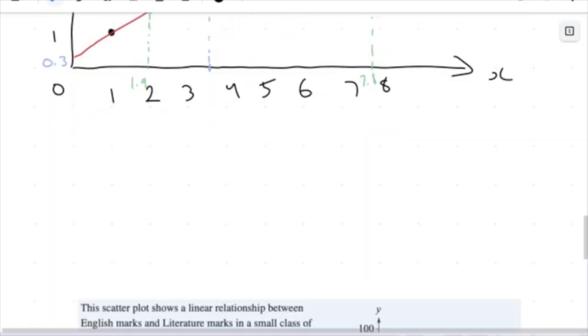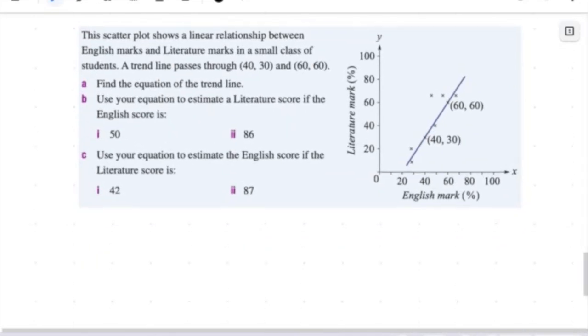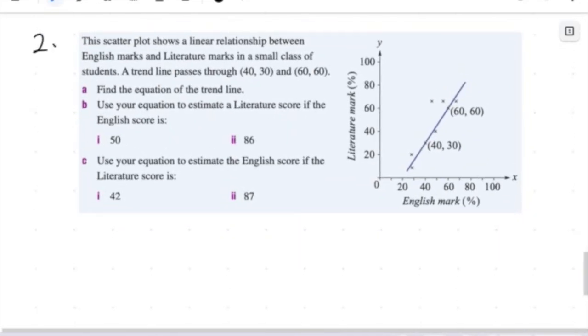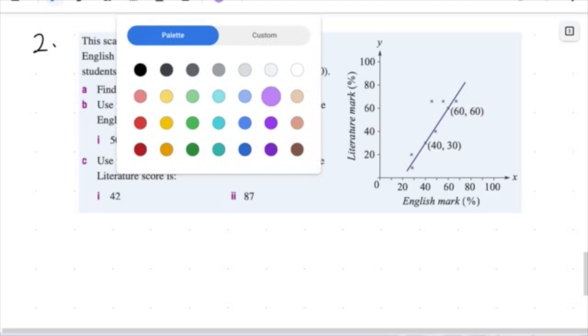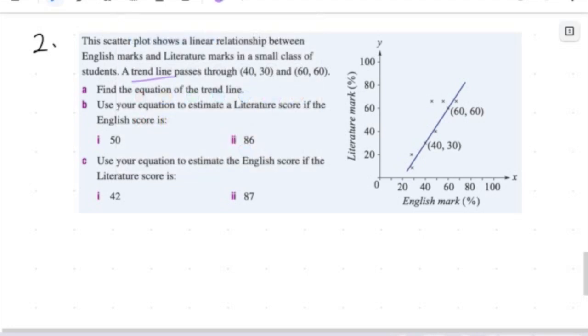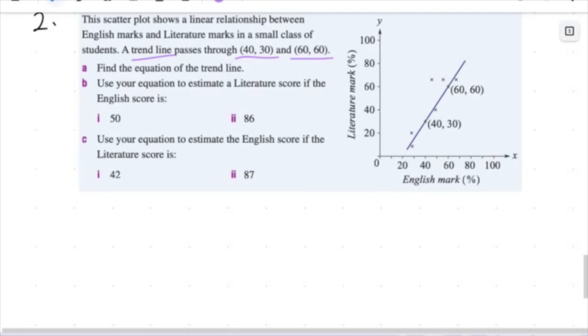So in the second question, we're already given a scatter plot, and this shows a linear relationship between English marks and literature marks in a small class of students. So a trend line passes through. Now remember, trend line is another way of saying line of best fit. Passes through (40, 30) and (60, 60). We want to find the equation of this trend line. So we've got this point here and this point up here, and we want to find the equation of this.